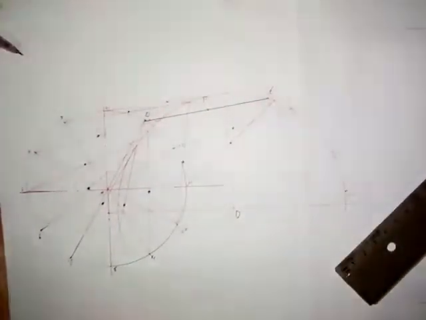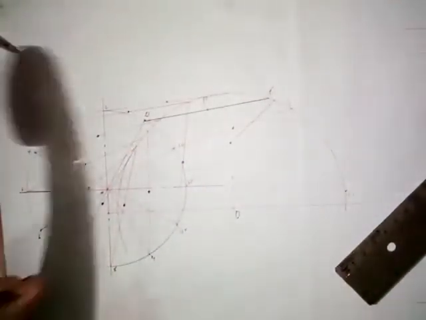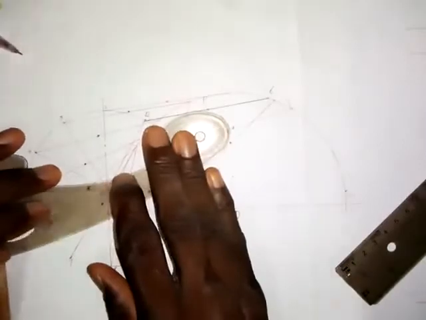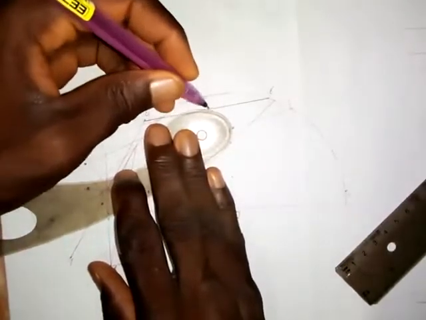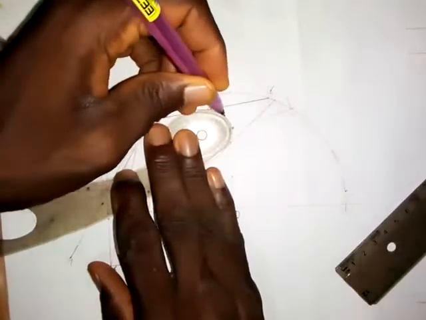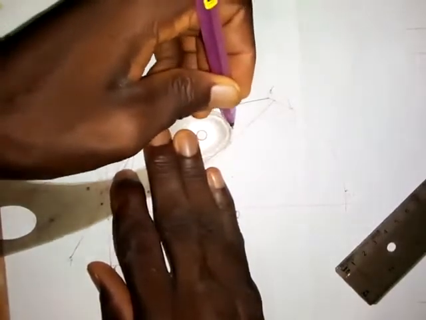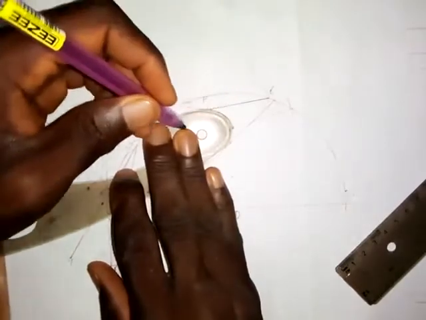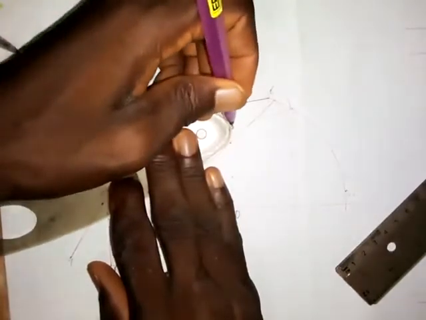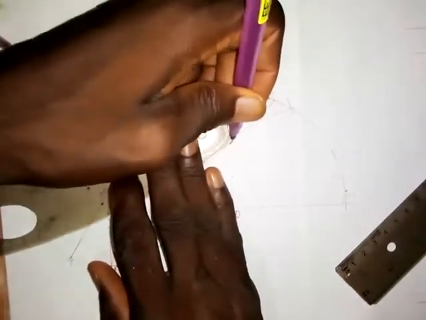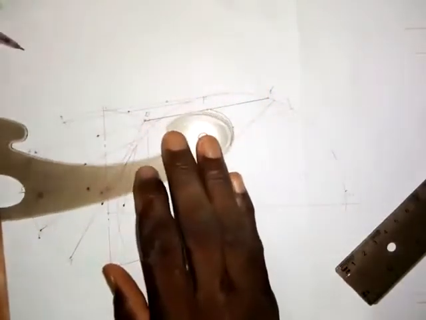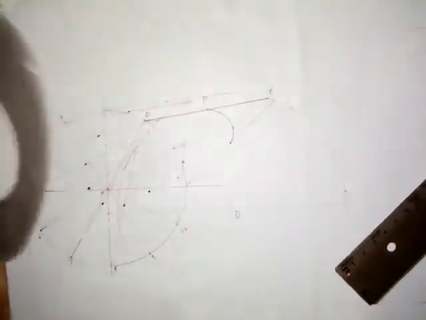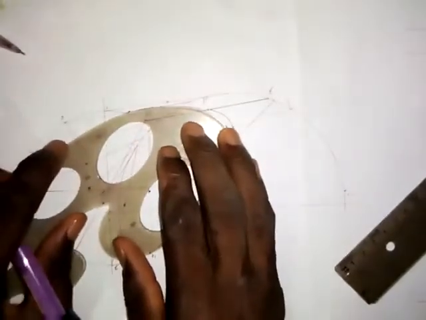So the next thing I'm going to do now is to join them together with the use of my French curve, and I would like you to see how I'm going to do it. It's very simple. You just need to learn how to make use of your French curve. Some students do find it difficult to use, but it's very simple. All you need to do is to set the edge of the curve along the points.